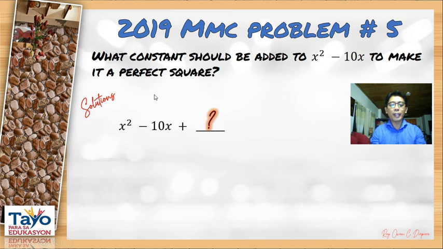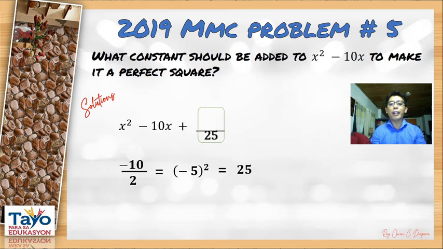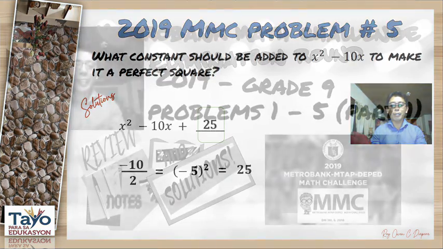Step number 1 is we divide the numerical coefficient 10 by 2. Okay? Of course, negative 10 divided by 2 is equal to negative 5. Then, second step is you raise to the power of 2. So, therefore, negative 5 raised to the power of 2 is 25. So, that 25 is our answer for the third term.